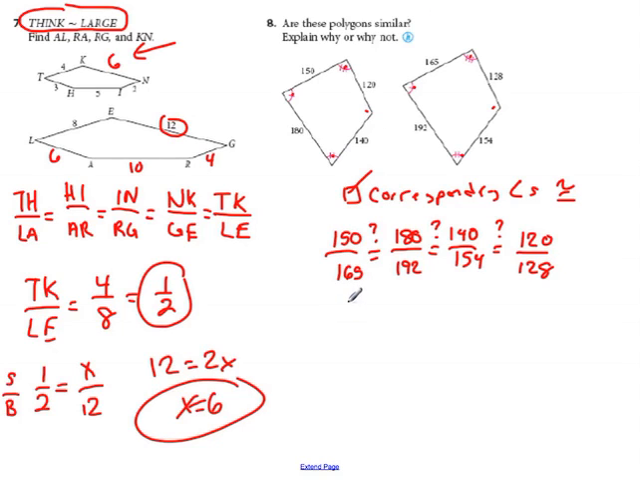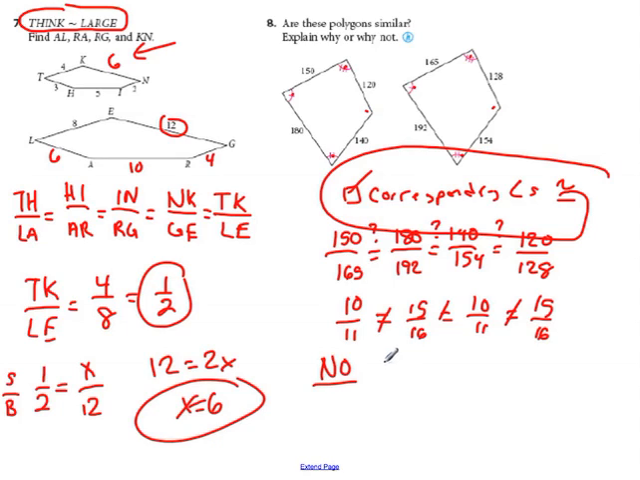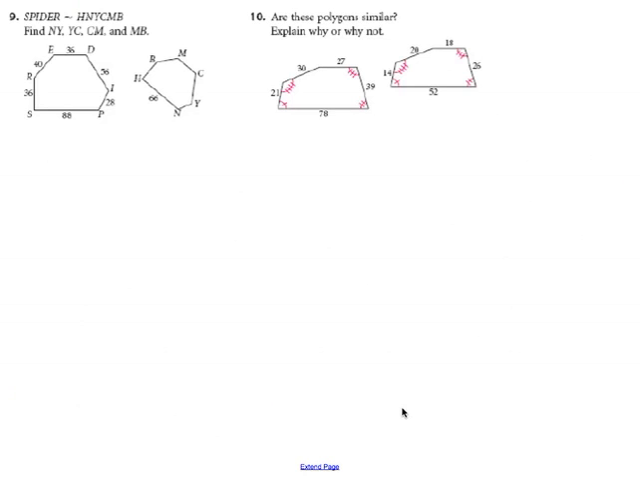Let's see what happens. If we simplify this, we'd have 10 over 11. This would become 15 over 16. This becomes 10 over 11, and this becomes 15 over 16. Because these are not all equal to each other, we have to say no. Though the corresponding angles are congruent, the sides are not proportional. The corresponding sides are not proportional. So that's what causes these two figures to not be similar.